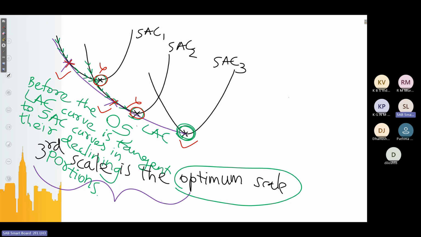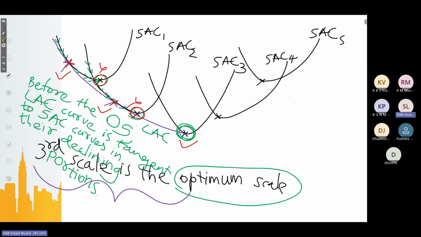At the scale, still the firm is trying to expand its output. So these are the minimum points of short run average cost curve 4 and short run average cost curve 5. Beyond the optimum scale, the long run average cost curve is tangent to the short run average cost curves in their increasing portions.